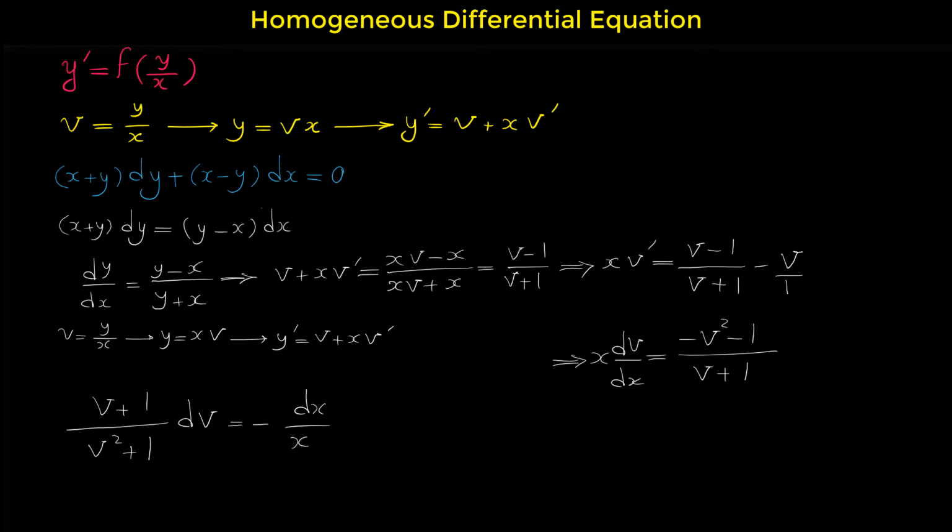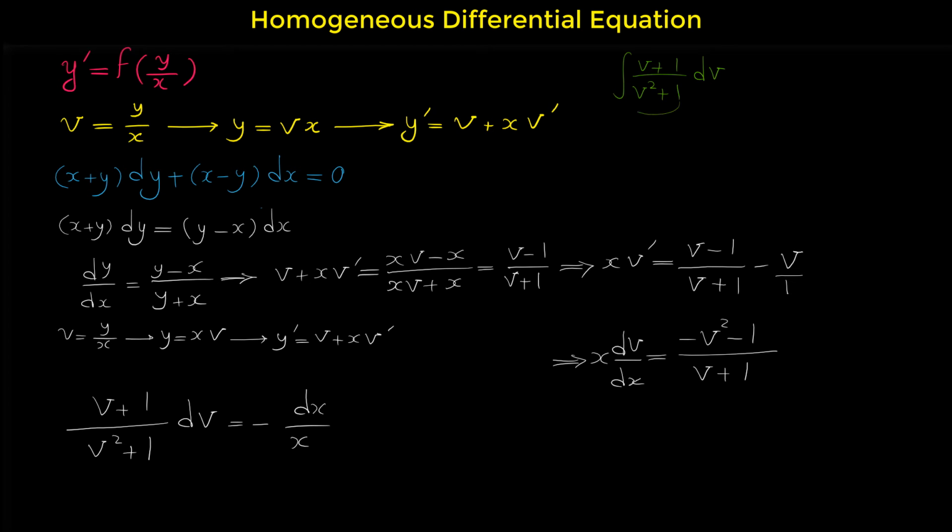Now, the differential equation is a separable differential equation. For solving this, we have to integrate both sides of this equation. So we have to integrate this and integrate this. The integral of the right side of this equation is clear. The integral of dx over x is ln of x. But finding this integral is a bit tricky. Let me show you how we can find this integral. The integral of v plus 1 over v squared plus 1 dv.